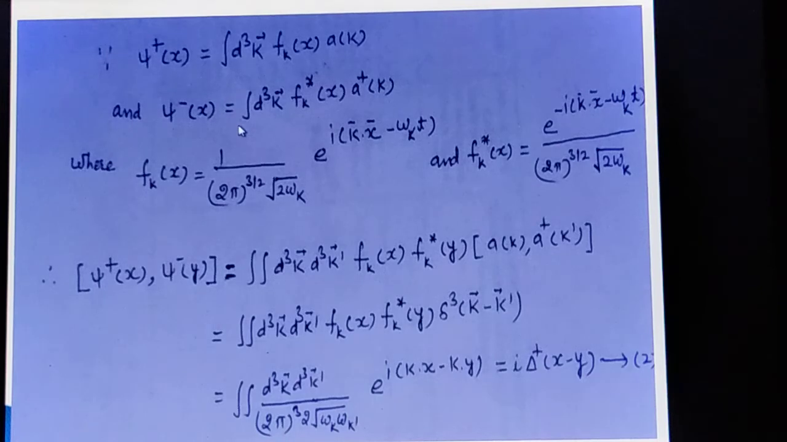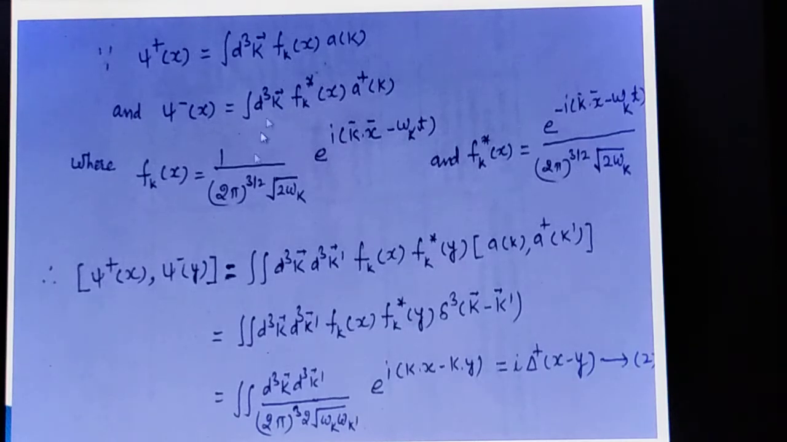And when we use the solutions of the psi plus x part and psi minus x part from previous lectures, psi plus x was equivalent to the integration of d3k f k x a k, and psi minus x was equivalent to the integration of d3k f k star x a dagger k, where f k x is equivalent to 1 over (2 pi) to the power 3 by 2 times square root of 2 omega k, times exponential of minus i (k dot x minus omega k t). And for f k star you have only the opposite sign, so this is equivalent to exponential of minus i (k dot x minus omega k t) over (2 pi) to the power 3 by 2 times square root of 2 omega k.